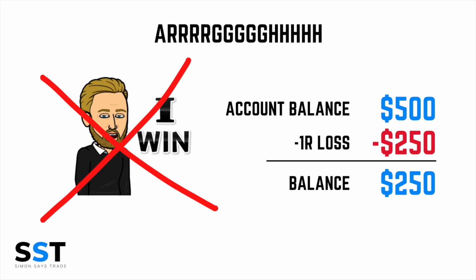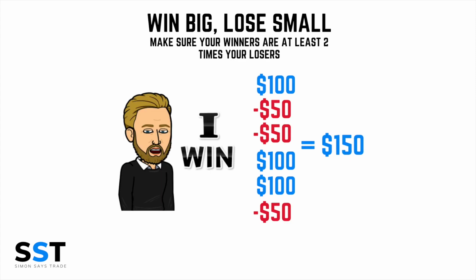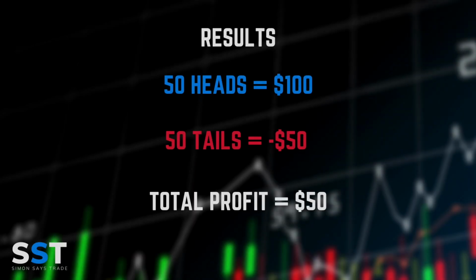So, to wrap this lesson up, you want your risk to be small enough that you can survive a string of losses, and your winners to be twice the size of any losers. With 50-50 odds, you'll come out on top over time.